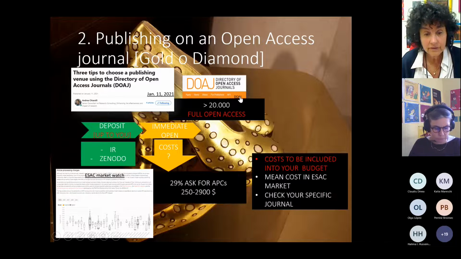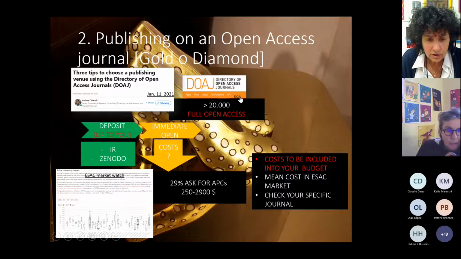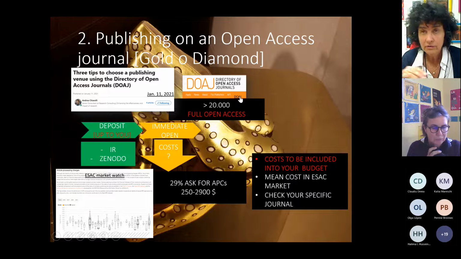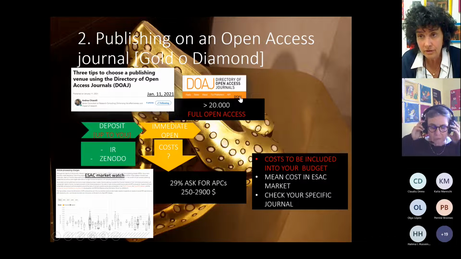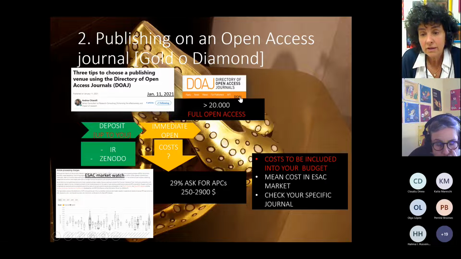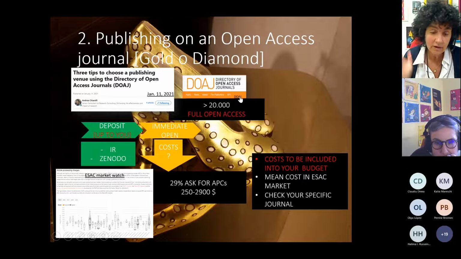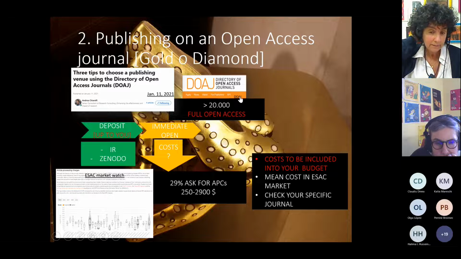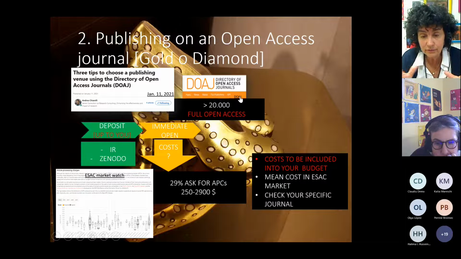There might be costs. If you want to know how much, you can refer to the ESAC Market Watch or, if you are used to publishing in an open access journal, maybe you already know how much the fee is, basically how much money you have to pay. Usually they go from 250 to $2,900 per article. In this case, the costs are to be included in your budget.